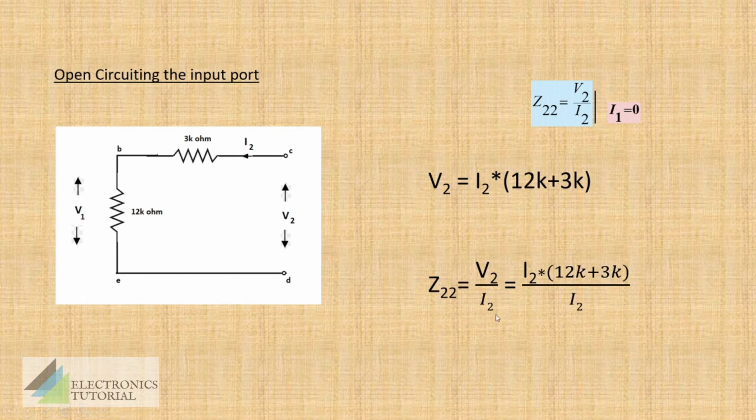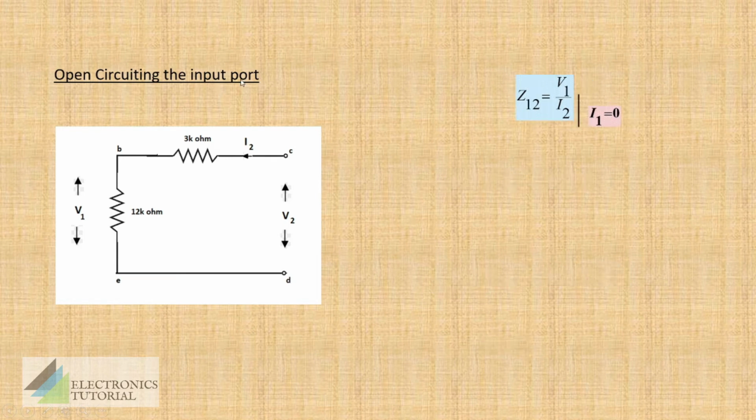The equation has become simple because the numerator and denominator have similar terms. They will cancel out and the remaining will be 15 kilo ohm. Don't forget to put the unit of impedance, ohm, in the answer. By open circuiting the input port, we got only one parameter, that is Z22. One more is left, Z12. Here also the numerator and the denominator have similar terms.